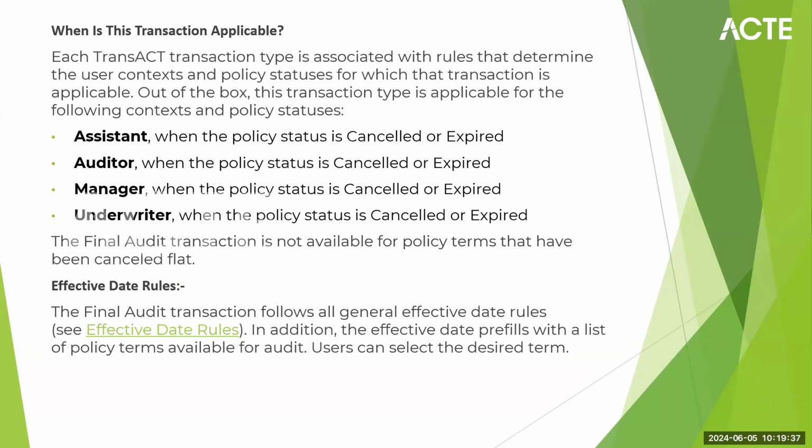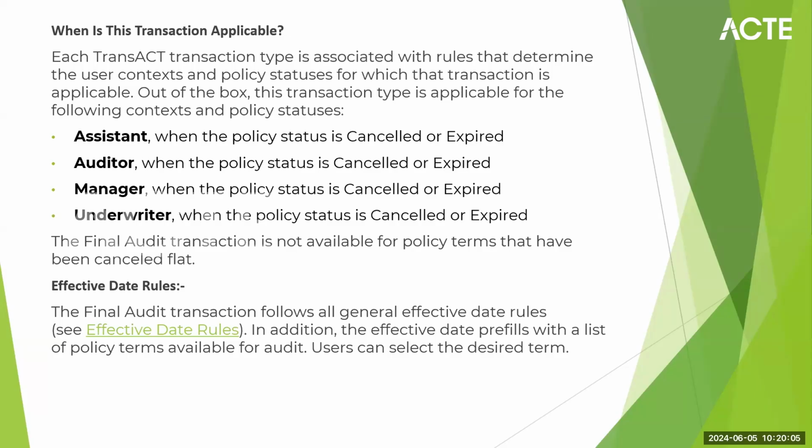When is this transaction applicable? Each transaction type is associated with some rules. Okay, assistant: when the user has logged in as an assistant, then the policy should be either cancelled or expired. Auditor: the policy status should be either cancelled or expired. Even for the manager user, the policy status should be cancelled or expired. Even for the underwriter user, if you log in, the policy status should be either cancelled or expired.